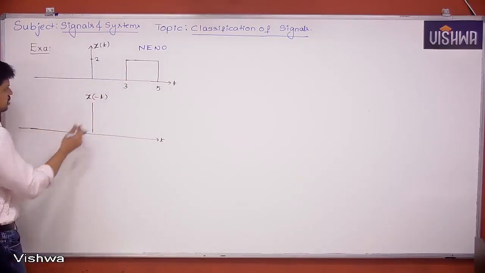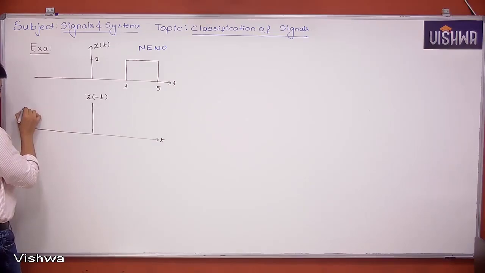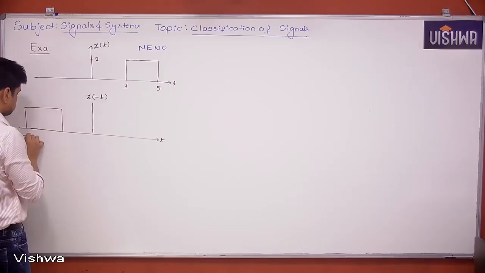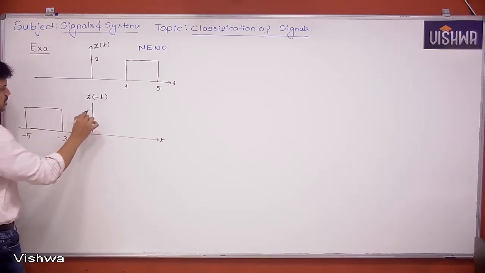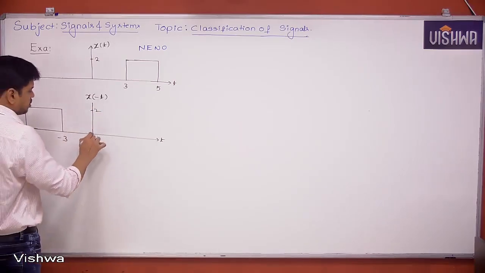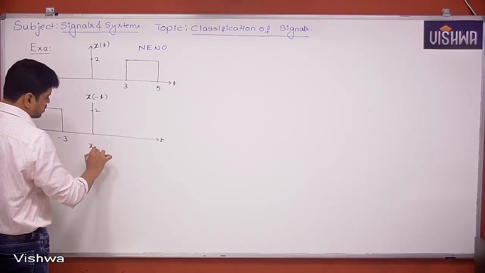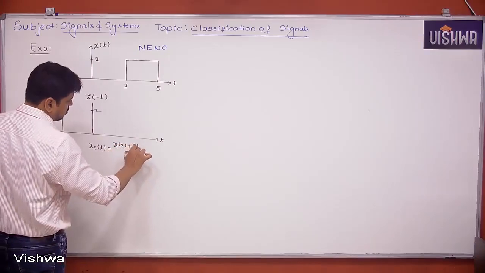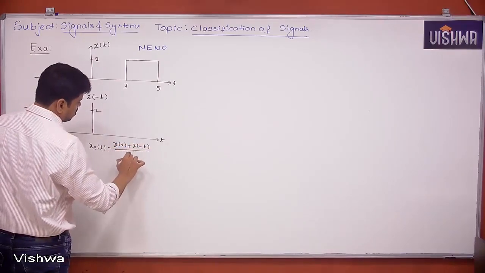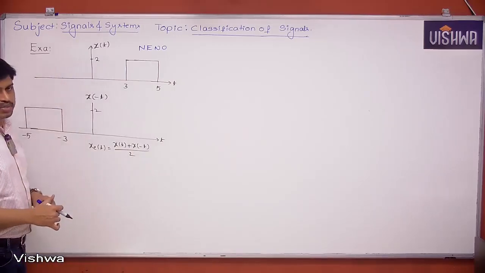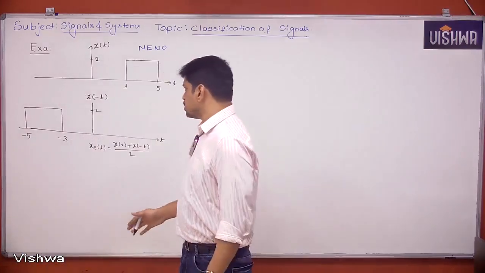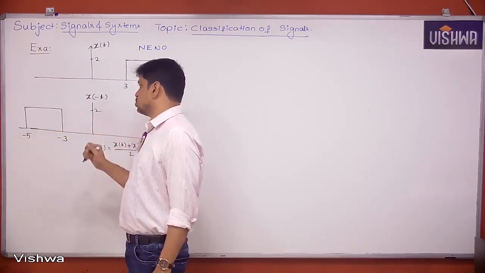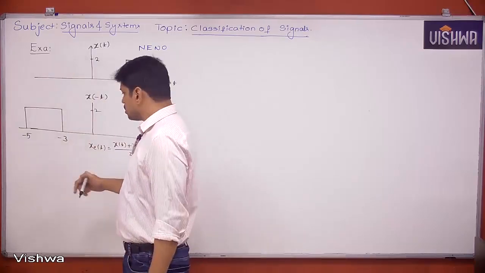If I fold the signal, then it will go to minus 5, minus 3, 2. Then I want to find the even part, x even part of t, that means x of t plus x of minus t divided by 2. That means we have to add these two waveforms and divide by 2. For the negative portion, between minus 3 and minus 5, we are having 2. So 2 plus 0, 2 by 2, that is 1.